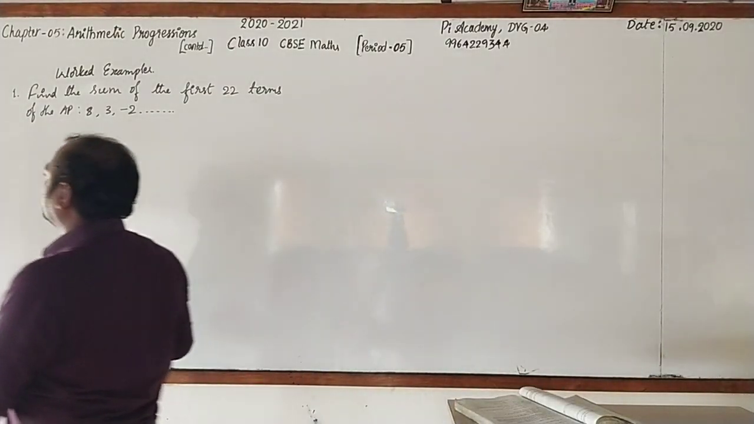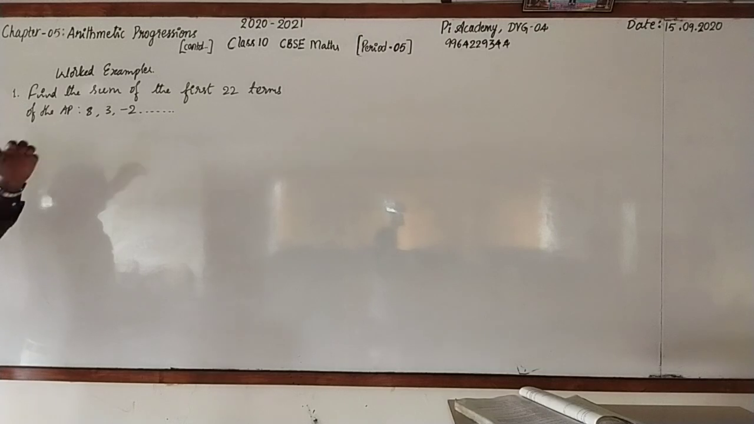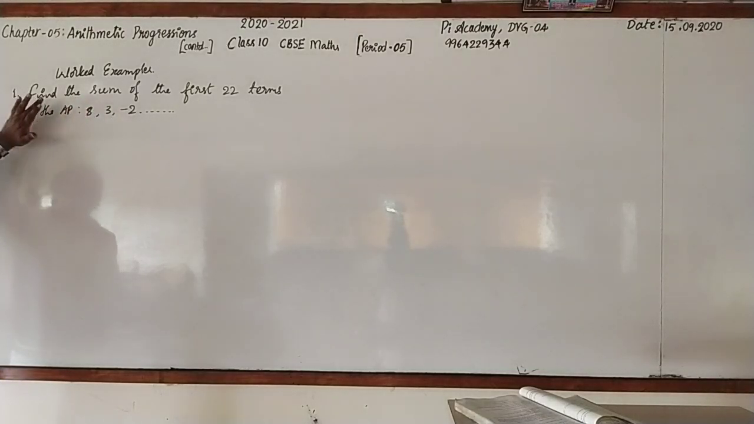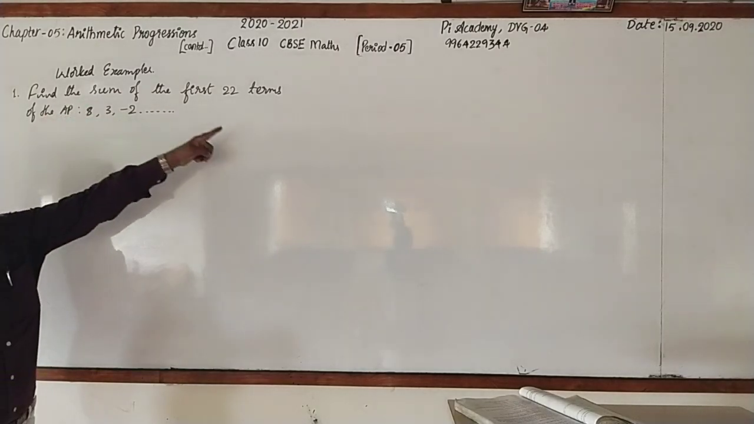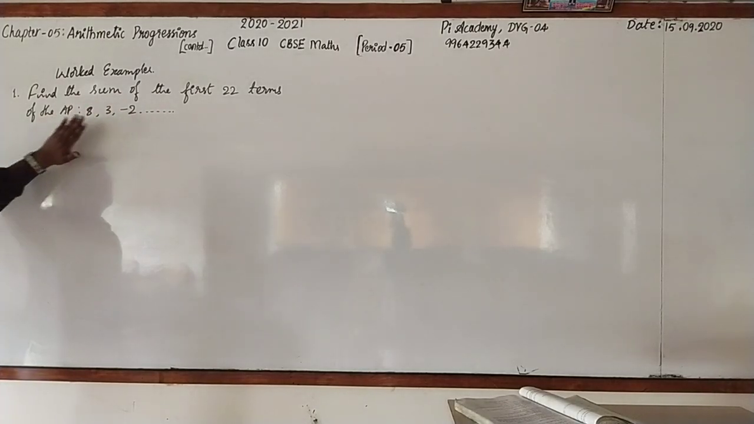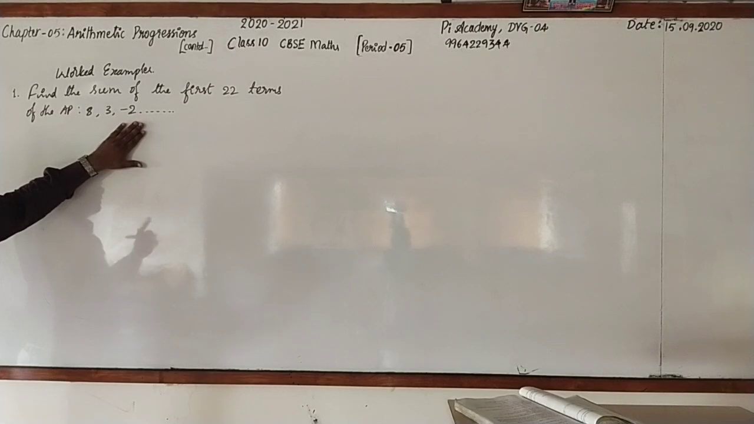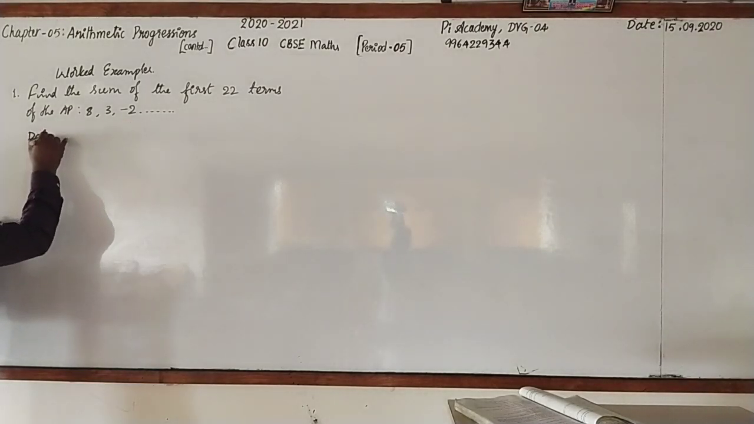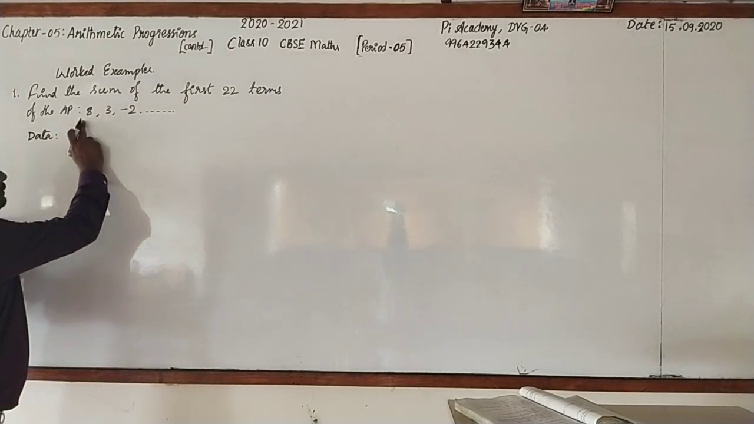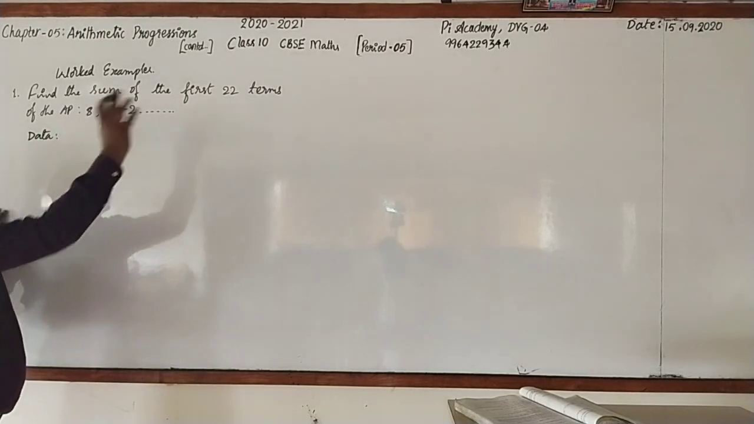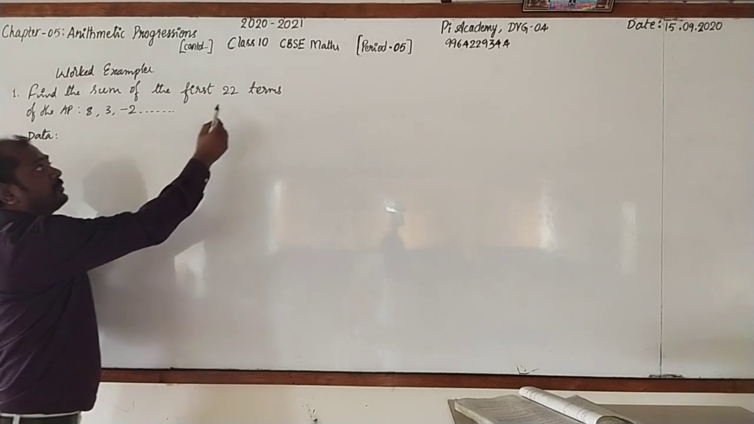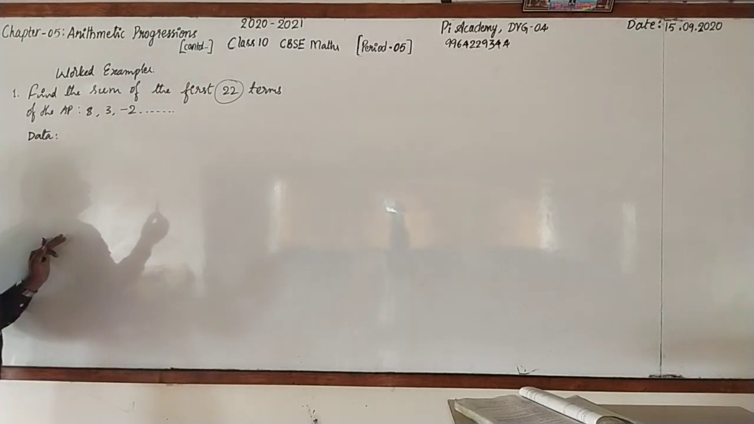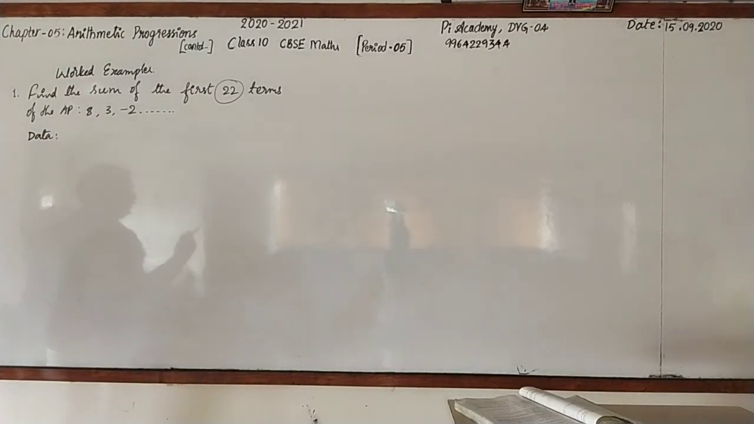Now we shall focus on worked examples. Please copy this. The first question: find the sum of the first 22 terms of the AP. Followed? Here, write the data. The AP is 8, 3, minus 2 and so on. In that, how many terms are there? There are 22 terms. Clear?